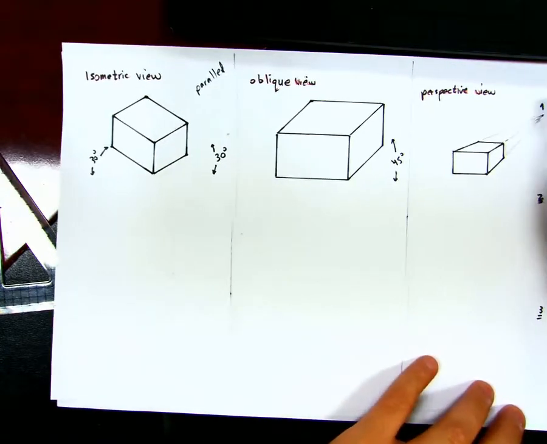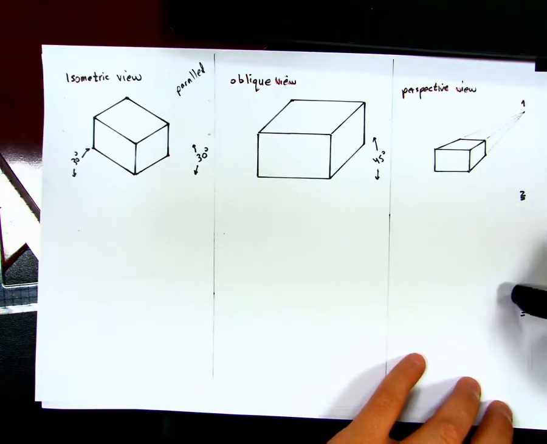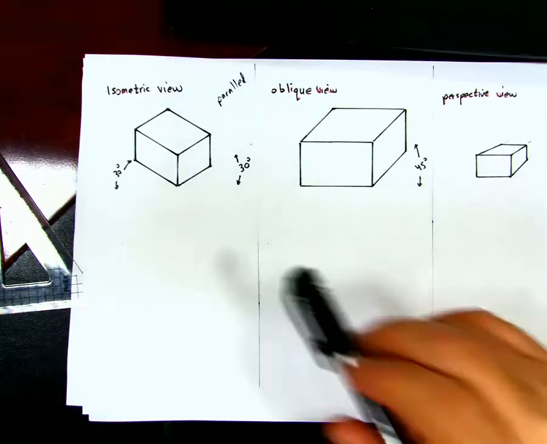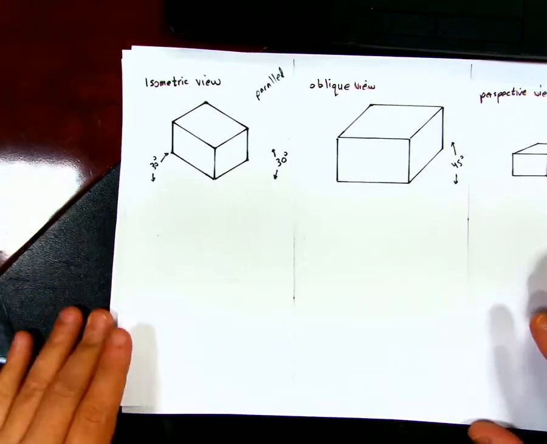We have 1 point perspective view, 2 point perspective view, and 3 point perspective view, and I'm going to explain each one of them. Let's go back to isometric view.